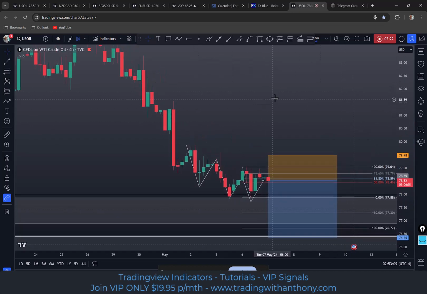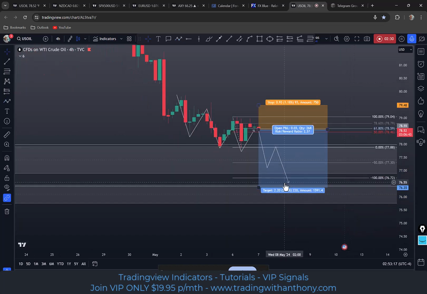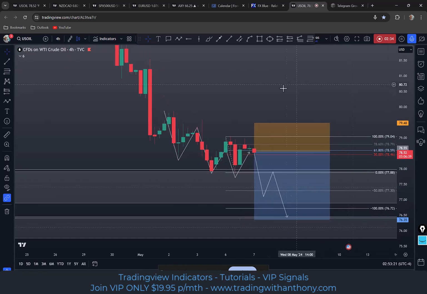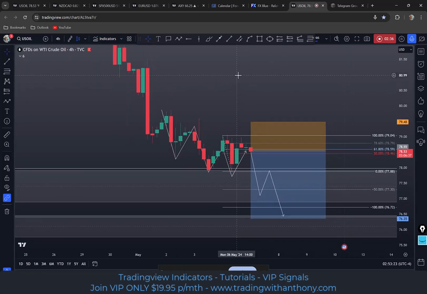Okay, guys, that's my take on US oil at the moment, and I think a 2R target outcome would be my thing with this. So that's it pretty much.